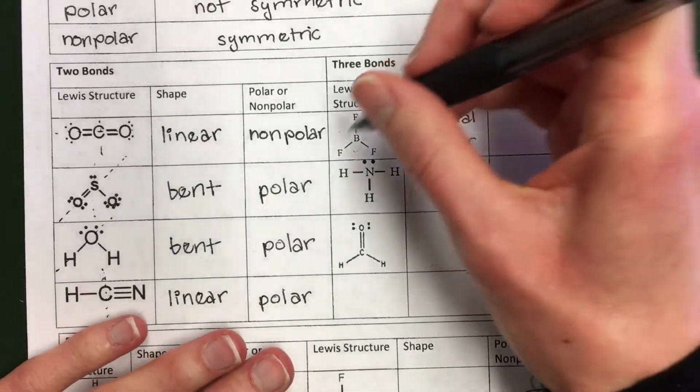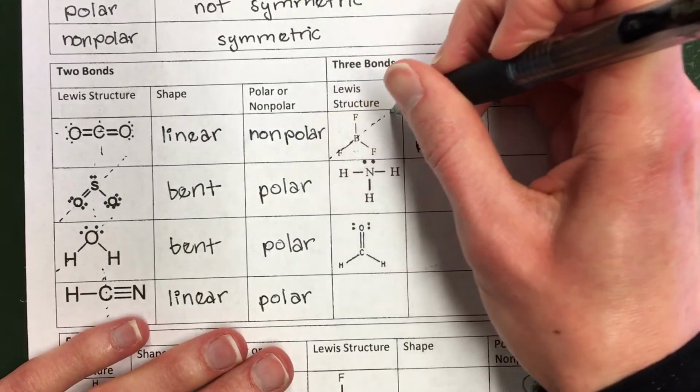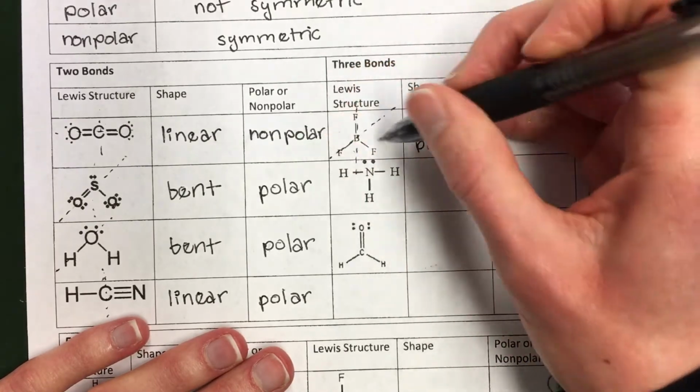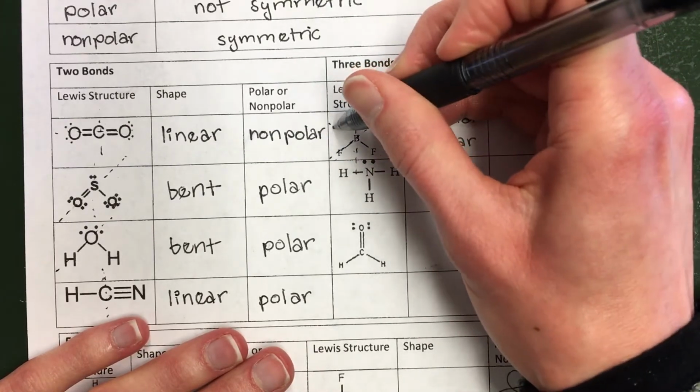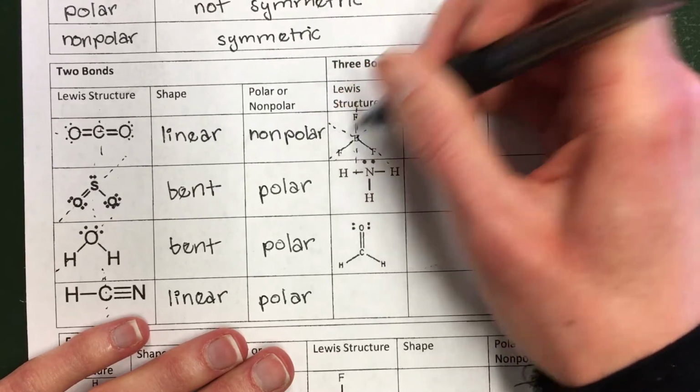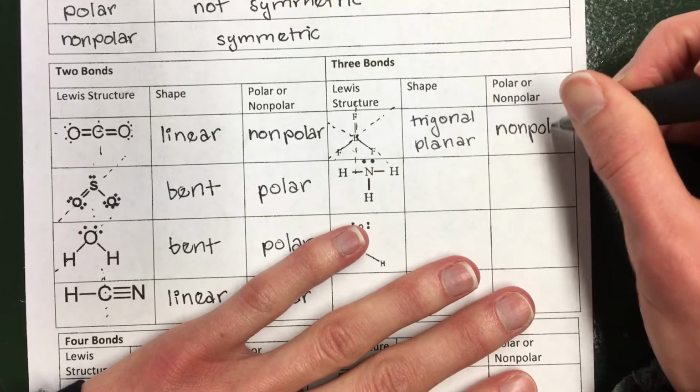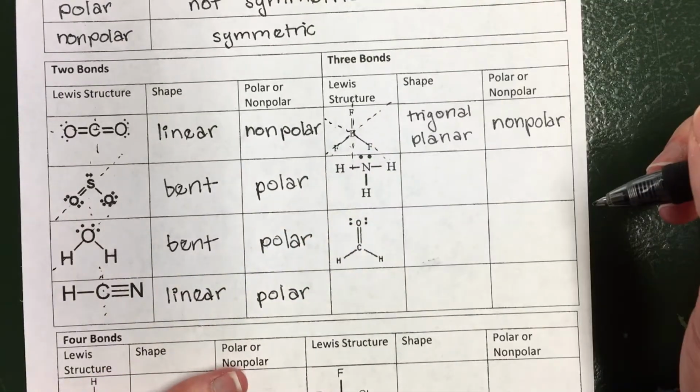What I want you to think about is cutting it across each of these 3 bonds. If I cut it this way, see how it's symmetric? If I cut it this way, see how it's also symmetric? And if I cut it this way, it's also symmetric, right? So that actually makes this one nonpolar. It's symmetric in all those 3 directions.